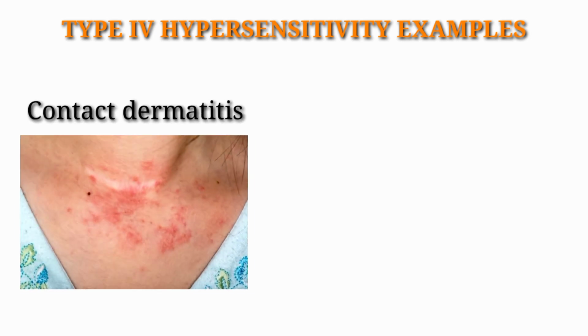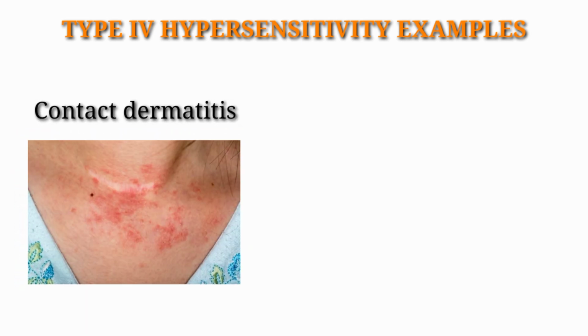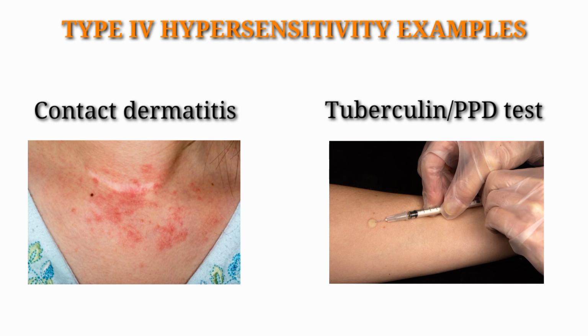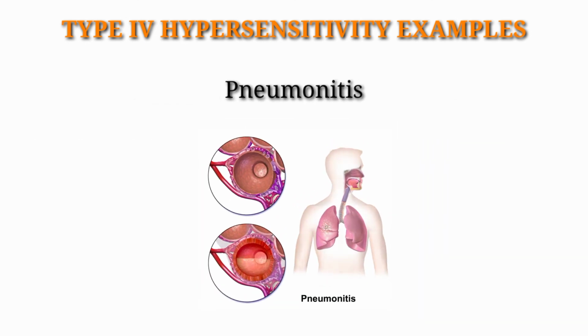Examples are contact dermatitis. This is caused by poison ivy, nickel, and cosmetics. Next example is the tuberculin or purified protein derivative test, also known as Mantoux test, a skin test for detection of Mycobacterium tuberculosis infection. Next example is pneumonitis. Hypersensitivity pneumonitis involves inhalation of an antigen. This leads to an exaggerated immune response.